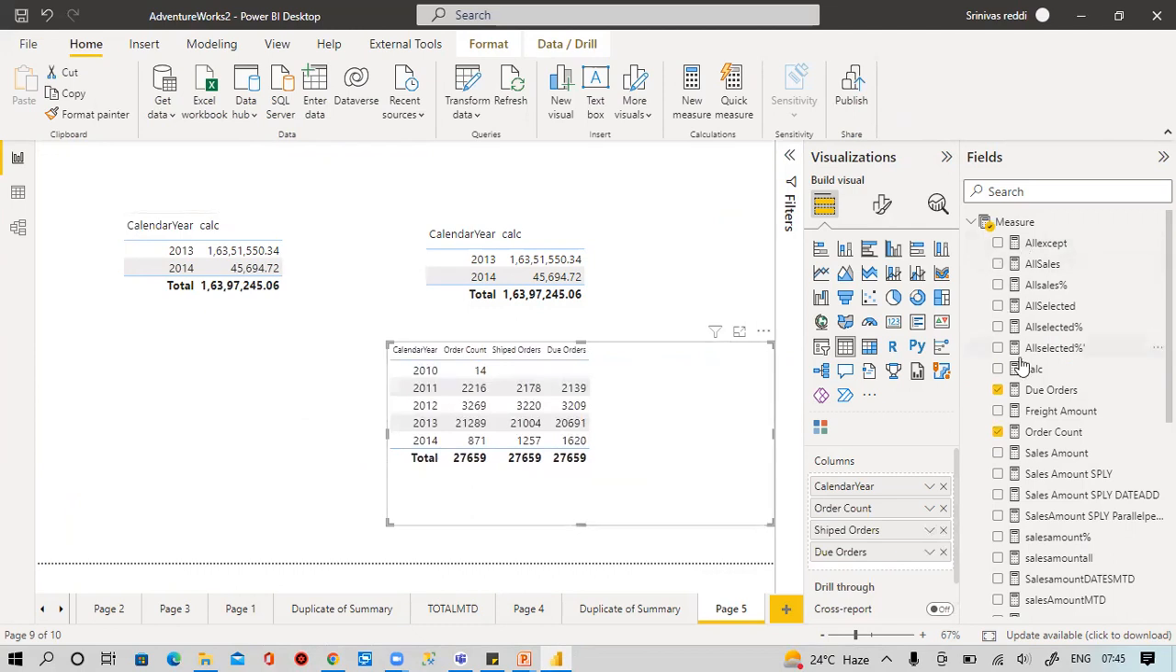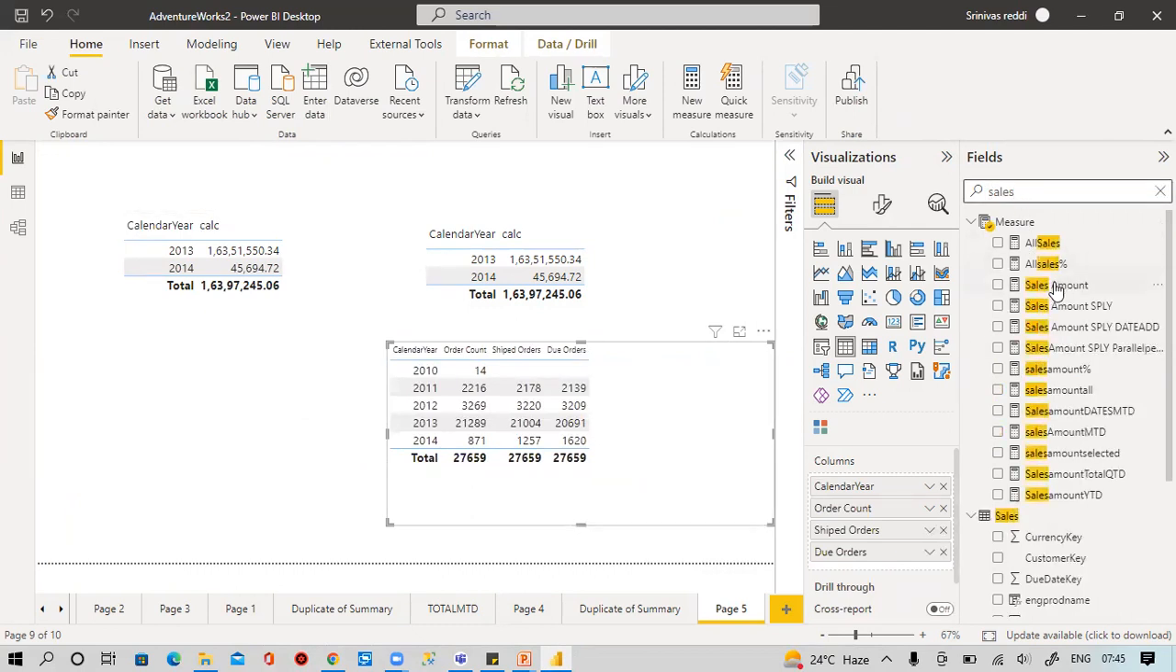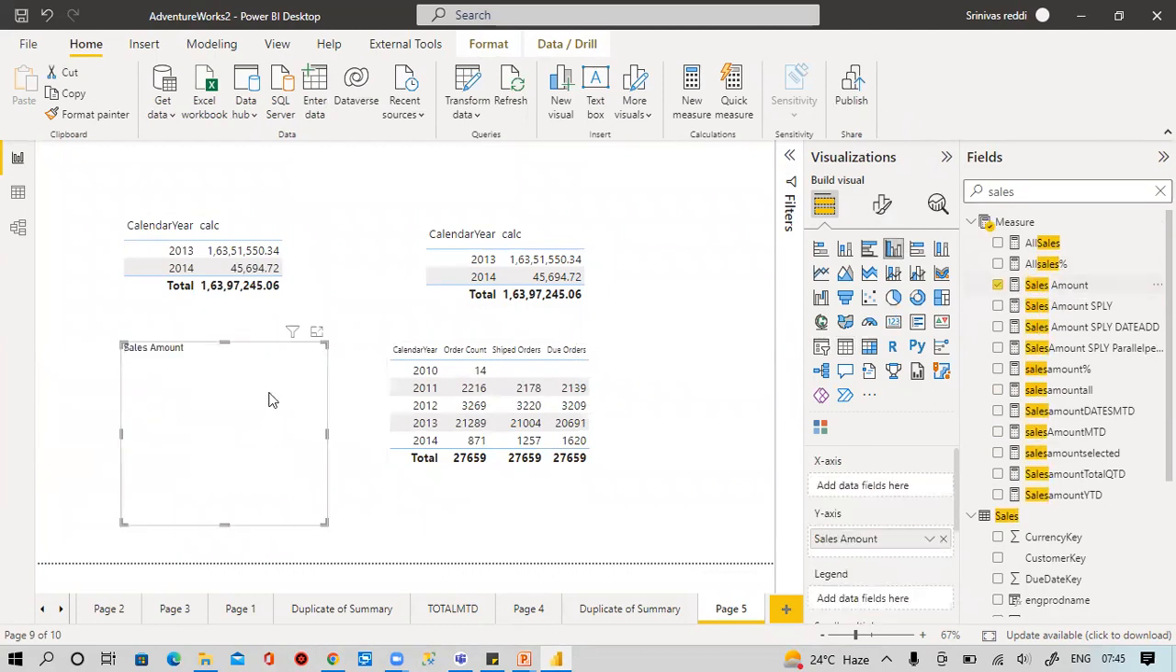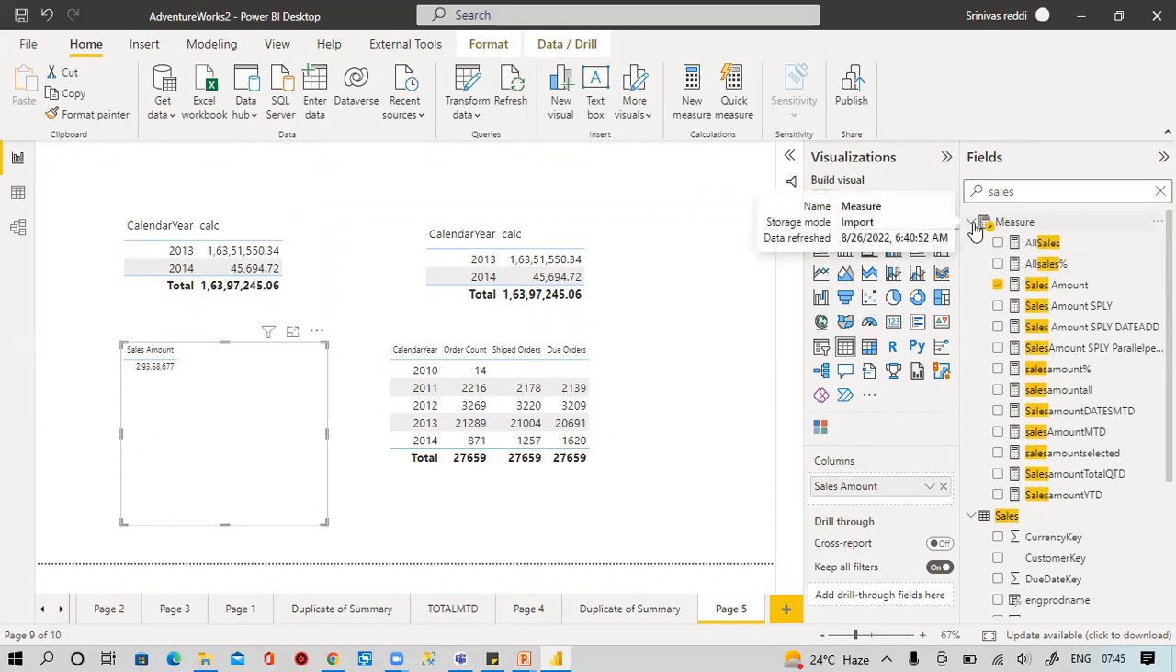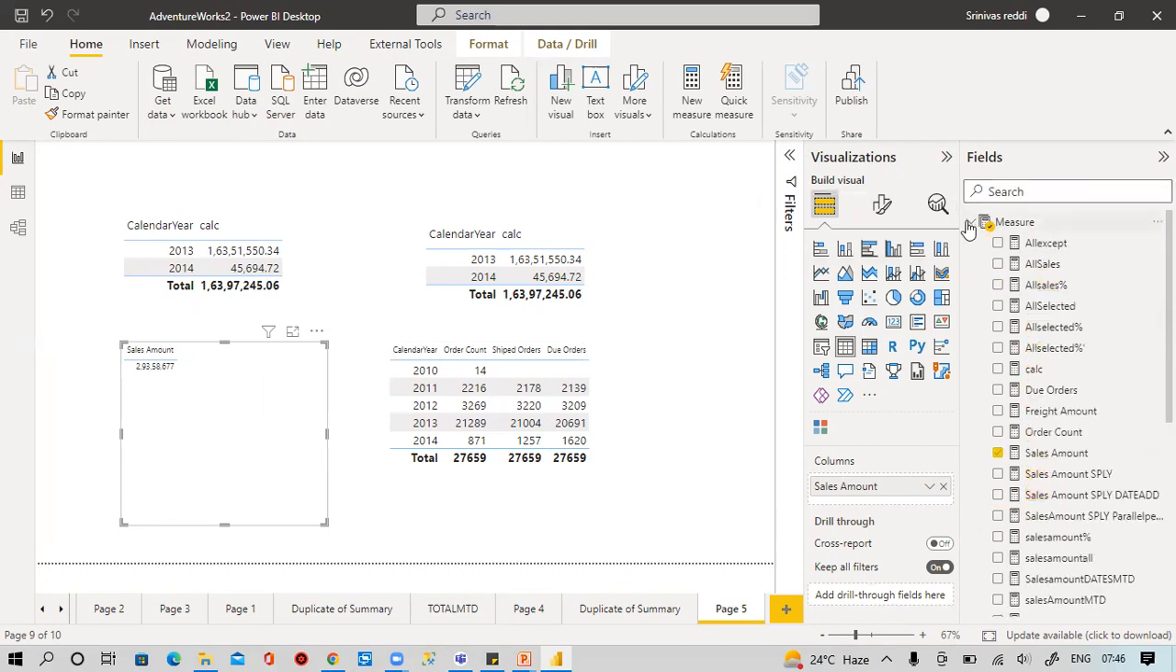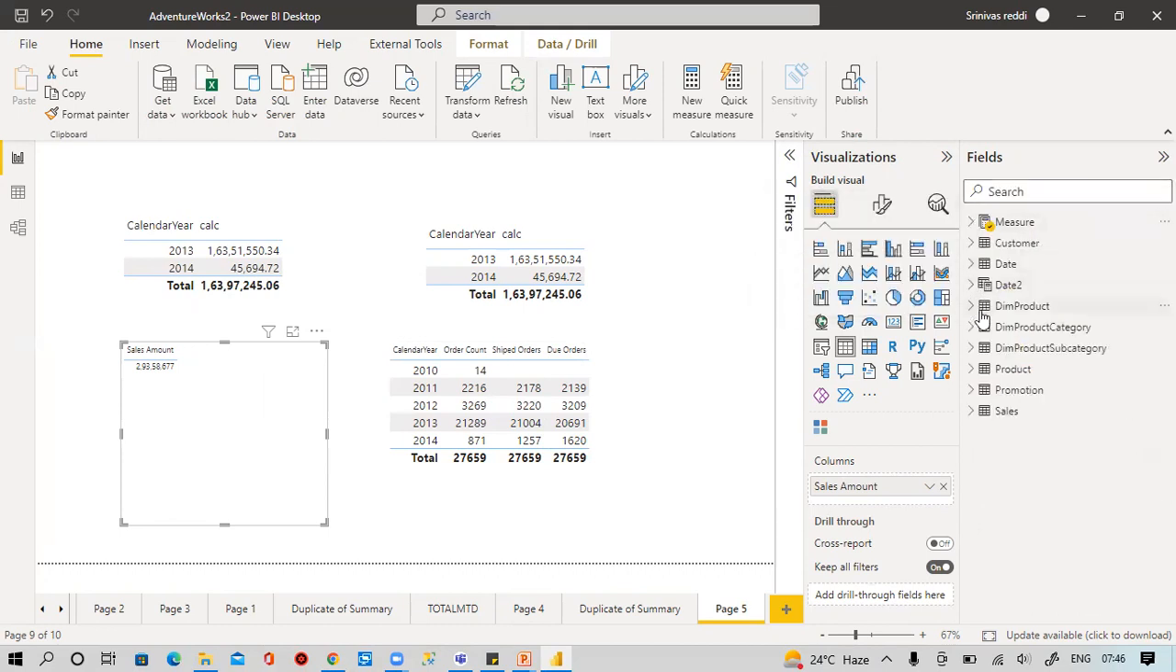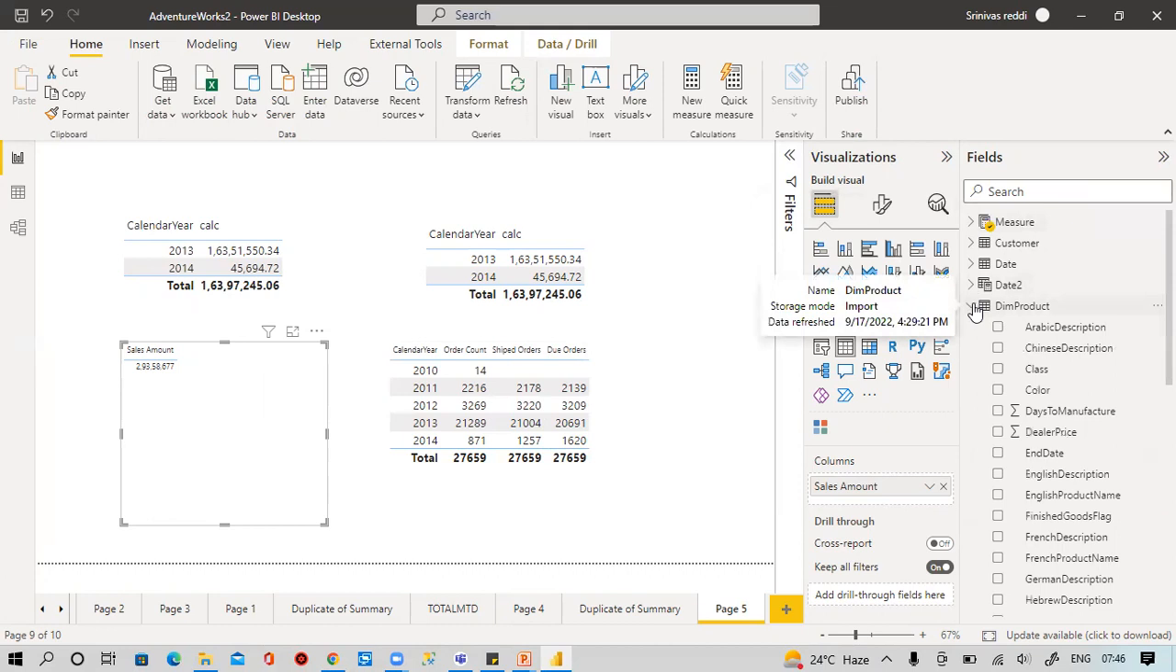Let's see. Sales amount. Now I am bringing some dimension fields from the dim product table. If you don't know which table a particular column is in, you can search for it here. Okay, I know some product.